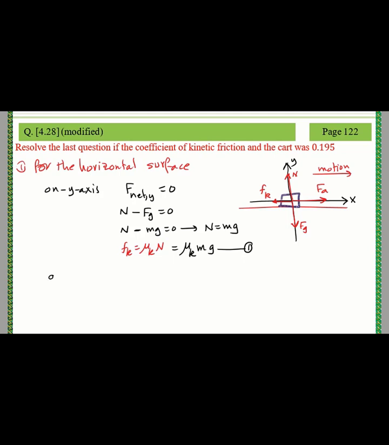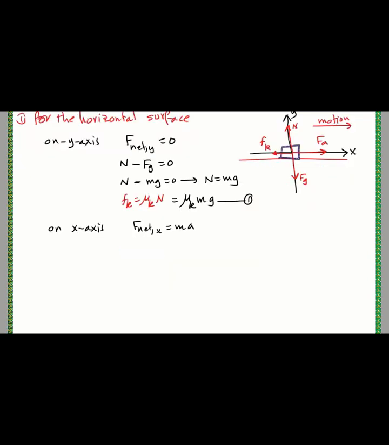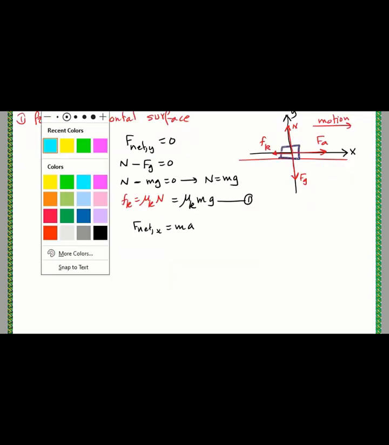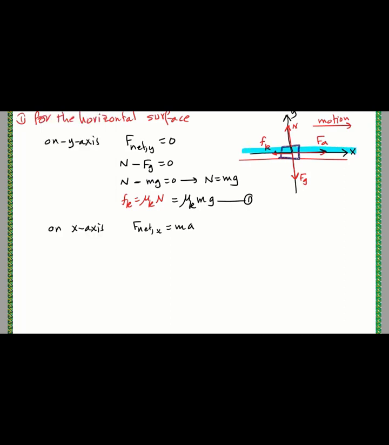Now on the x-axis, apply Newton's second law. F net on the x-axis equals m times a. The forces on the x-axis are Fa to the right and Fk to the left. So we put Fa positive and Fk negative equals m times a. And remember that a is equal to V final minus V initial over t, which is 1.5. We solve it.